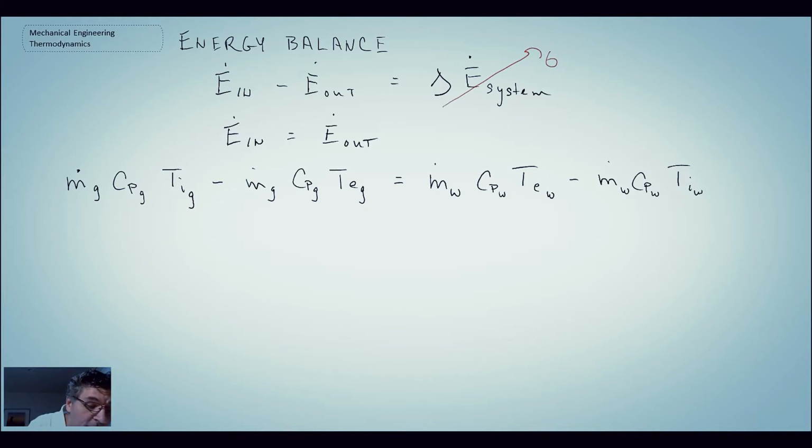Now looking at this equation, we know the glycol flow rate, we know the specific heat of the glycol, we know its inlet temperature, again we know the mass flow rate of glycol, the specific heat, the exit temperature. We do not know the mass flow rate of water, so that's an unknown. We know the specific heat of water, and we know the inlet and the exit temperature for the water. So we know everything with the exception of the mass flow rate of water. So we can plug numbers in, and this equation will then enable us to determine the mass flow rate of the water.